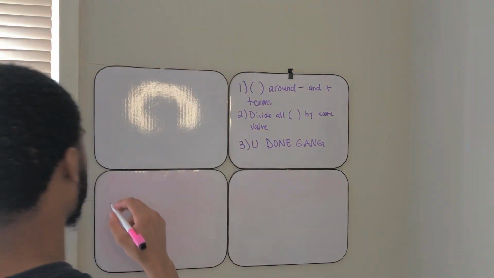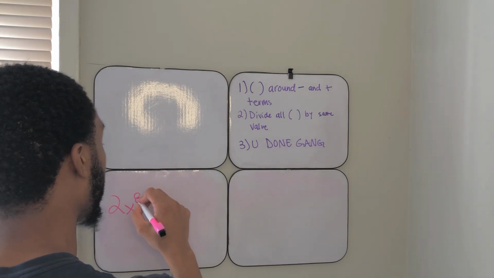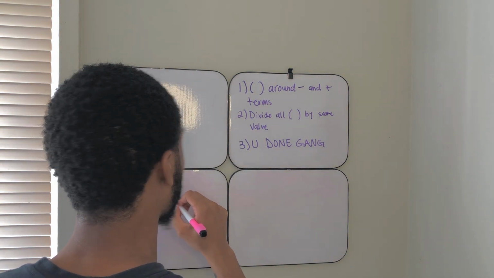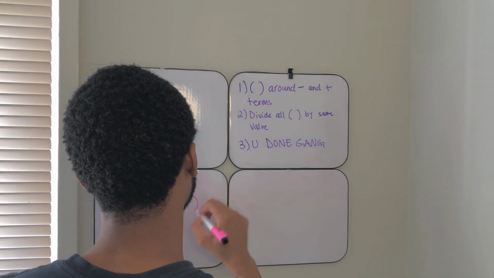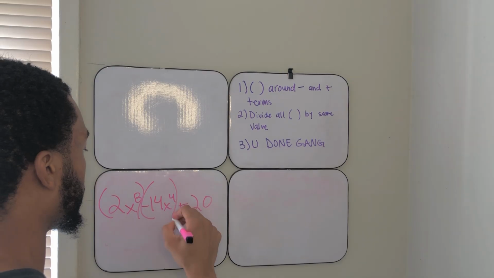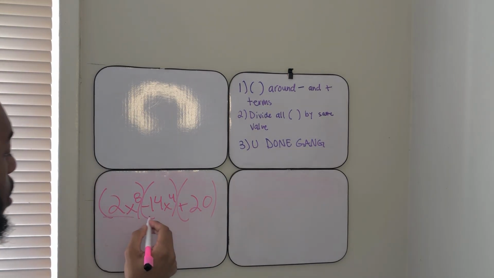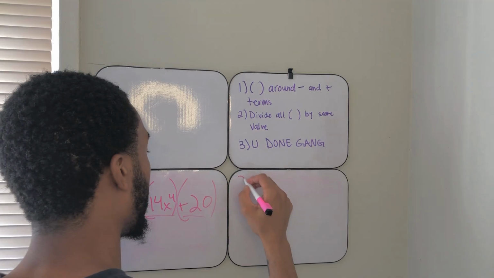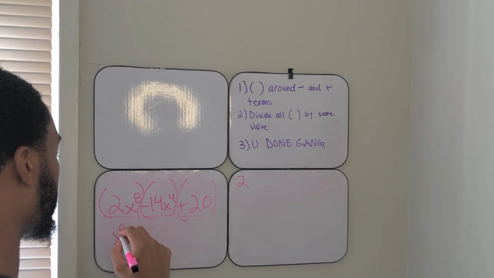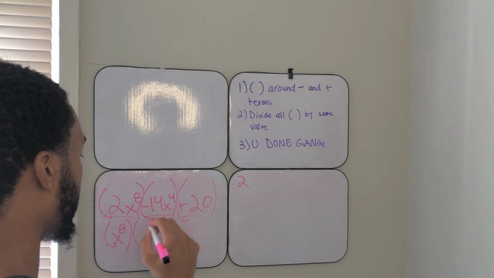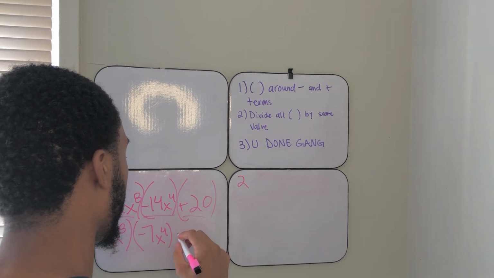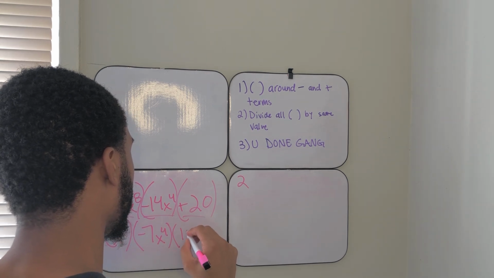So last example, we got 2x to the 8th power minus 14x to the 4th power plus 20. All right, so we're gonna start with our parentheses. And then we can get a 2 out of all of these, starting off. What we left with, divide 2x to the 8th by 2, that give us x to the 8th. Negative 14 divided by 2 is negative 7, and you leave the variable right there. And 20 divided by 2, that's 10.